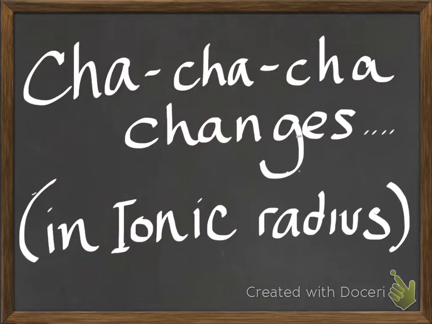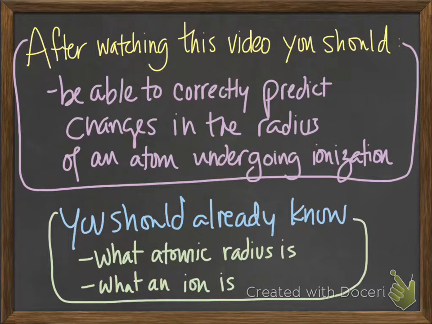Hi, it's Moser with one more quick tutorial on changes. Well, okay, changes in ionic radius. So, after watching this video, you should be able to correctly predict changes in the radius of an atom which undergoes ionization. In other words, how does the radius change when an atom either gives up or takes on an extra electron? You already need to know what atomic radius is, as well as what an ion is.